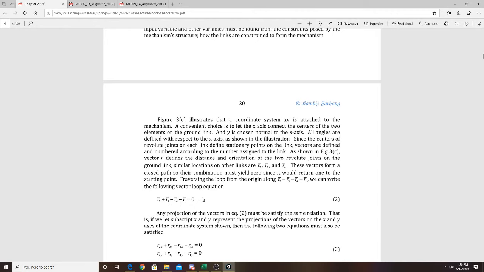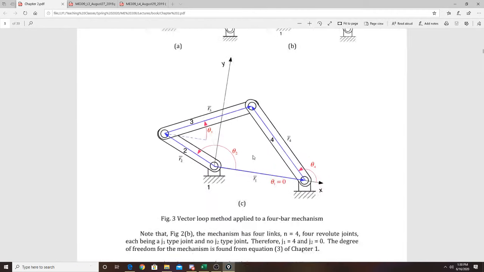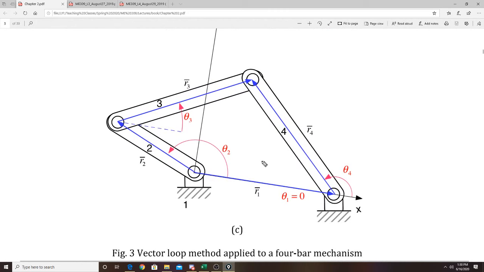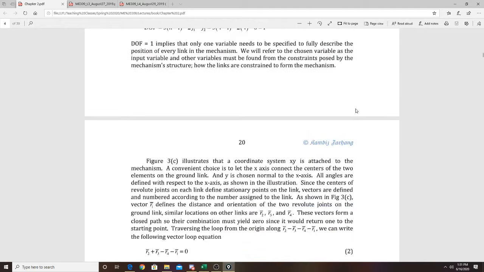So this is their equation for the question. If we go back up here, this is what they said: if you traverse this, you go R2 plus R3 minus R4 and minus R1. And that is how they create the vector loop. At the end of this, we will talk a little more about how I want you to number these and how I want you to do them. But for now, just use that as your example.